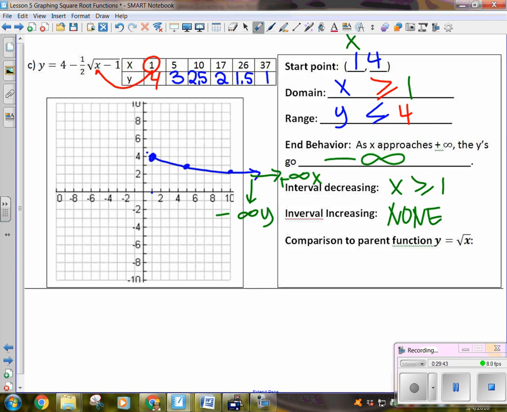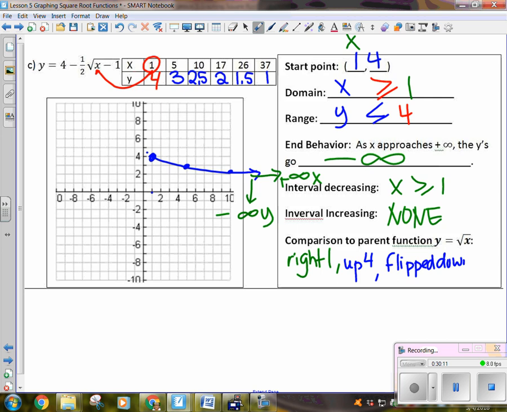Comparison to the parent function. What did this graph do? Well, it went right how many? 1, right 1. Then what? 1, 2, 3, up 4. And it actually flipped what? Down. Flipped down. And it actually did one more thing.